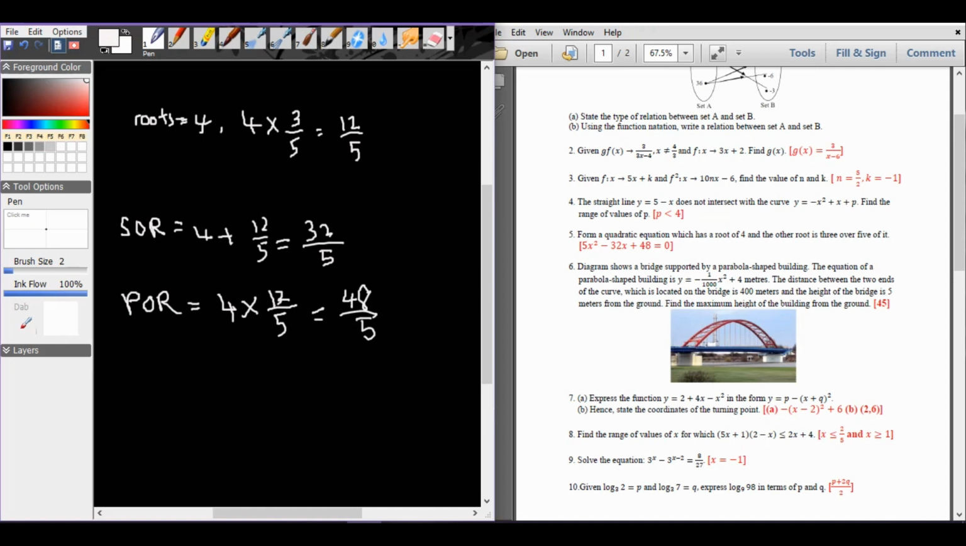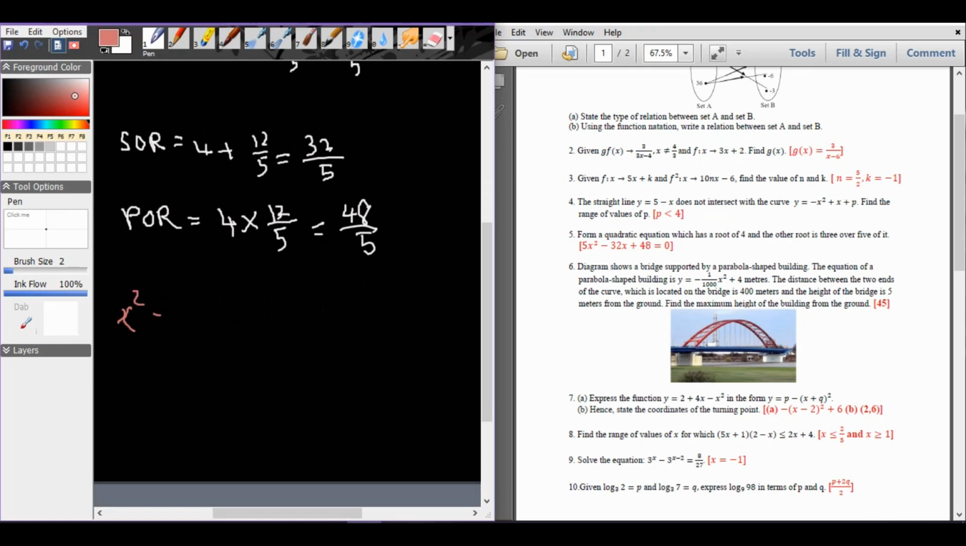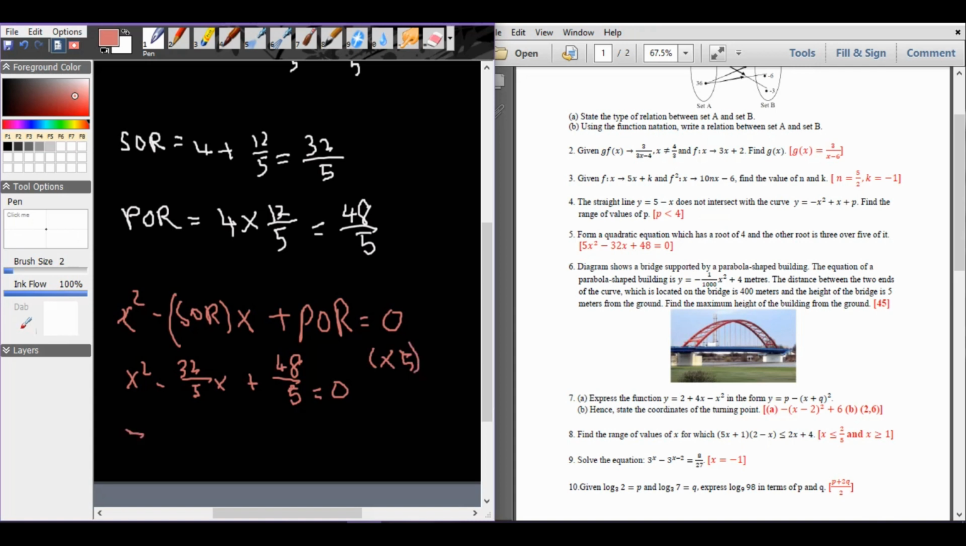Then how are we going to form the equation from SOR and POR? So that's the formula for it. x squared minus SOR x plus POR equals to 0. Put in the value of SOR and POR. So you will have x squared minus 32 over 5 x plus 48 over 5 equals to 0. We multiply the whole equation by 5. Then you will have 5x squared minus 32x plus 48. So this is the answer.